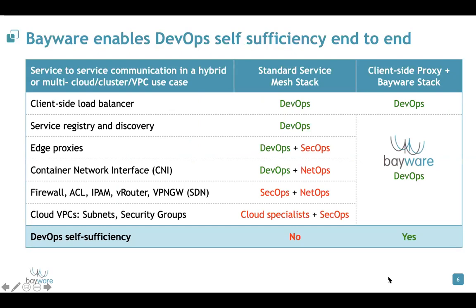Now, if you compare this to a standard service mesh where you have to add in a whole bunch of network and security elements in order to make that possible in a hybrid or multi-cloud case, Bayware does it automatically. This makes DevOps self-sufficient.